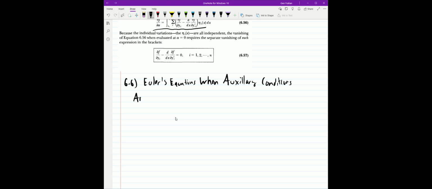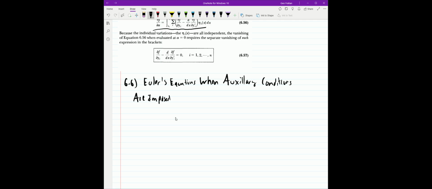But let's see what happens in 6.6, which is Euler's equations when auxiliary conditions are imposed. So let's say we wanted to find, as an example, the shortest path between 2 points on a surface, which we kind of already saw how to do before.